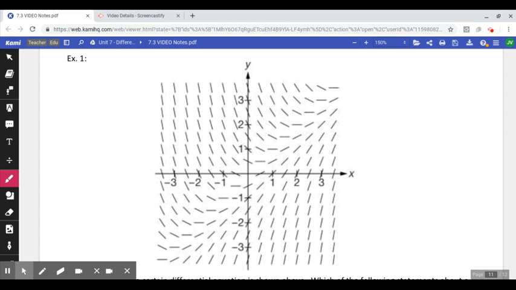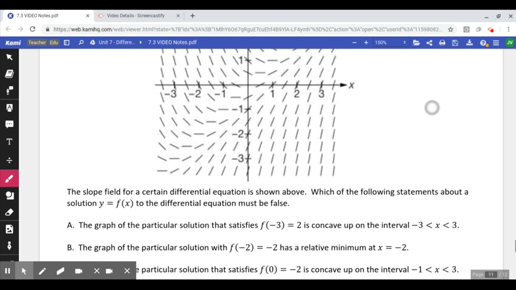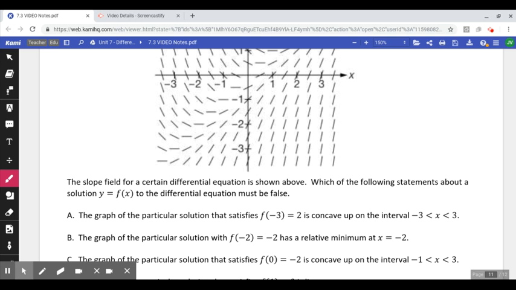In example one from your myAP questions, we're given a slope field here, and let's take a look at what the actual question is asking us to do, and then we'll use that slope field to help us answer it. It says the slope field for a certain differential equation is shown above. Which of the following statements about a solution to the differential equation must be false? Pay very close attention to the words written in the question. We want to select the choice that must be false.